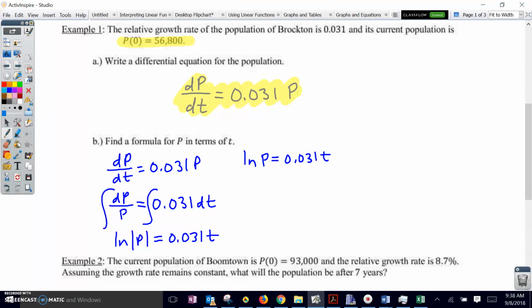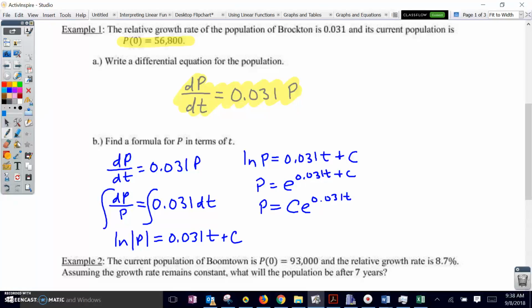I'm going to raise both sides e to that power. Oops, I forgot something very important, my constant of integration. We're going to raise both sides e to that power, and that gives us P equals e to the 0.031t plus C. And now, using rules for exponentials, I can bring that constant out in front. It's a different constant now, but a constant nonetheless.